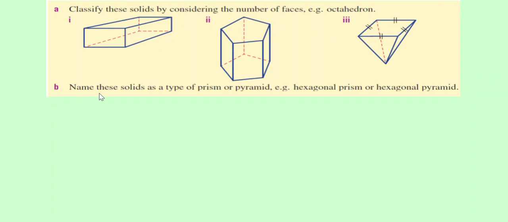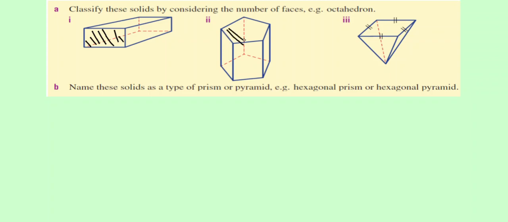Then part B, you need to name these solids using a type of prism or pyramid, such as a hexagonal prism or a hexagonal pyramid. You'll basically look at the cross-sectional face. So for instance, if we're looking at this solid here, you're going to look at this front face. That front face is going to give you an indication of what type of prism or pyramid it might be.